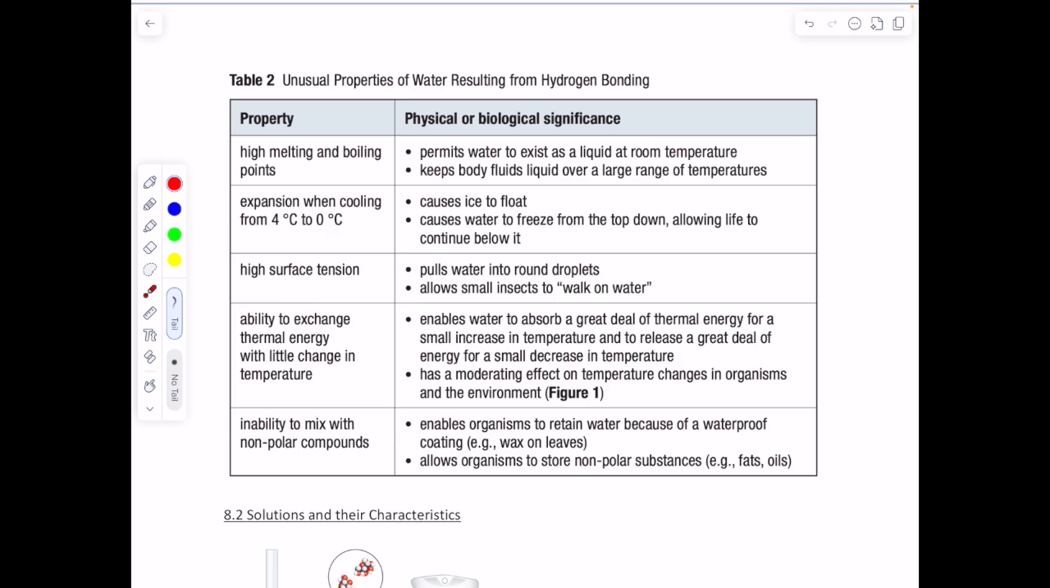Water shows the property of having the inability to mix with nonpolar compounds. This enables organisms to retain water because of a waterproof coating, for example, wax on leaves. It also allows organisms to store nonpolar substances, such as fats and oils.